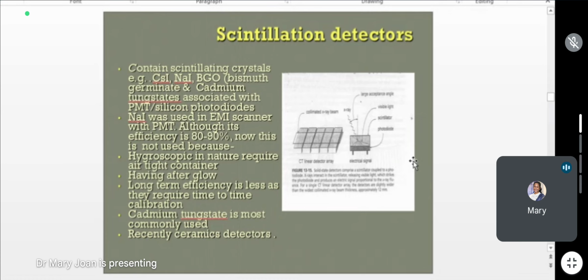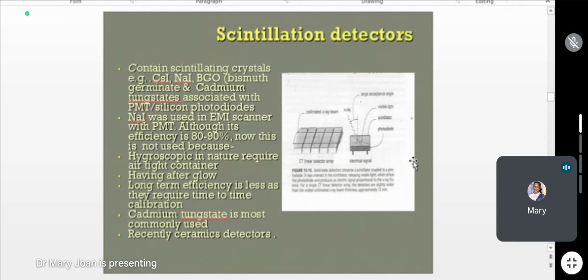Although its efficiency is 80 to 90%, it is now not used because it is hygroscopic in nature, requires airtight containers, and has afterglow. You know what scintillation is: when X-rays fall on the crystal, it emits light. That light is detected by the photomultiplier tubes and amplified, and the output signal is given to the computer electronic system to generate the images.